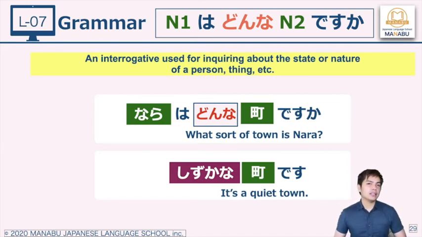Another example, Nara wa donna machi desu ka? So he is referring to Nara. And donna machi desu ka? What kind of town? Then he answered Shizuka na machi desu. Shizuka is a na adjective, so we attach na because there is a noun following it. So Shizuka na machi desu.